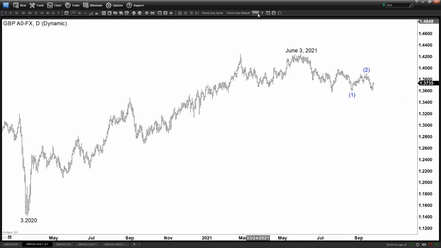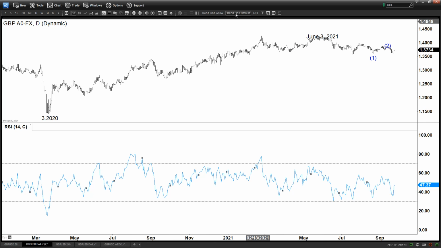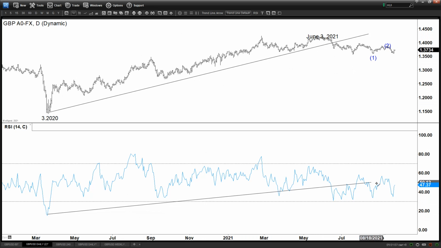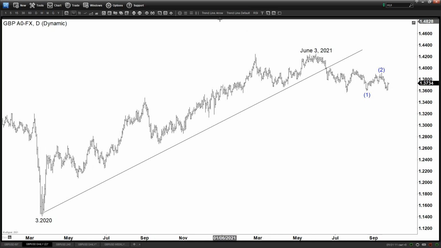Let's take a look at the RSI and trend line. Look at this. This has already broken below the rising trend line, and the RSI is also breaking below its rising trend line. So what this is suggesting is that this consolidation here looks like it's got nothing to do with this rally here. In other words, that's the term we call a connector.